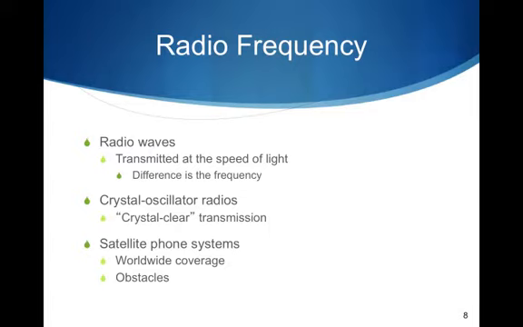Satellite phone systems provide worldwide coverage. Obstacles are high terrain that can block the view of the satellites whenever they're on the horizon. Low Earth orbit, or LEO, satellite technology uses a large number of satellites in orbit, constantly crossing the sky and creating a grid of interlocking cells of coverage.